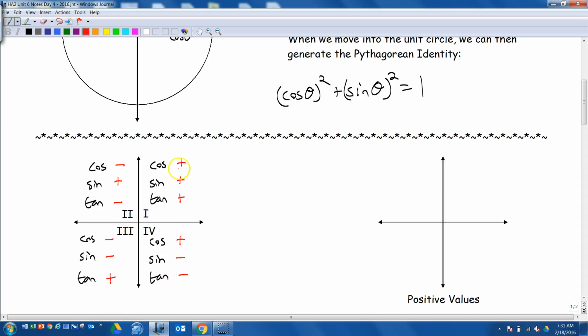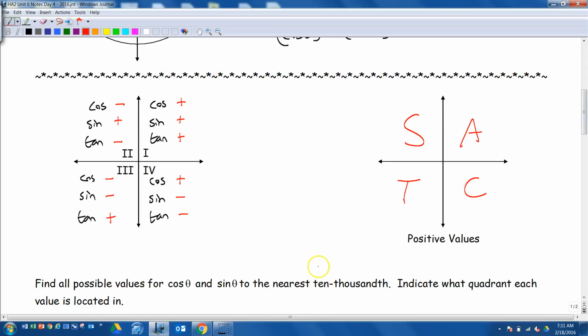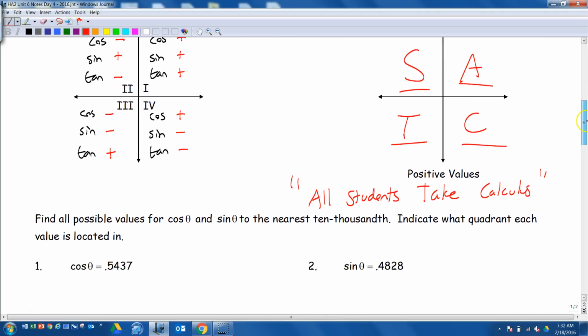So what happens is, in quadrant 1, they're all positive. In quadrant 2, just sine is positive. In quadrant 3, tangent's positive, and in quadrant 4, cosine is positive. Now, if you start up here, there's a little phrase, All Students Take Calculus. That's how you remember what's positive in which quadrant if you need to. Or you can just think about x is positive to the right and negative to the left, y is positive up and negative down. And then tangent, you just divide them.